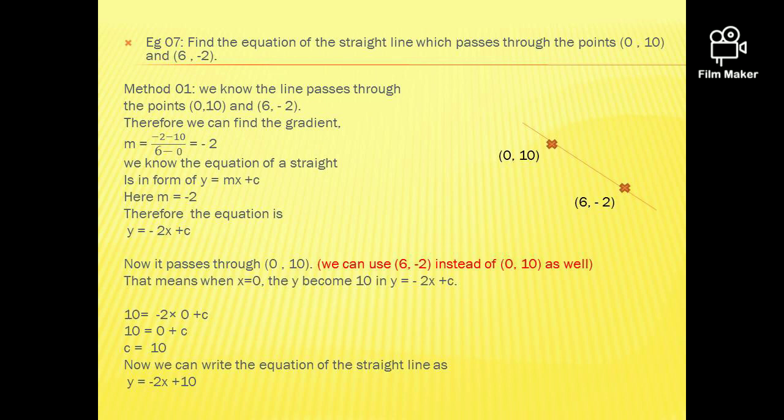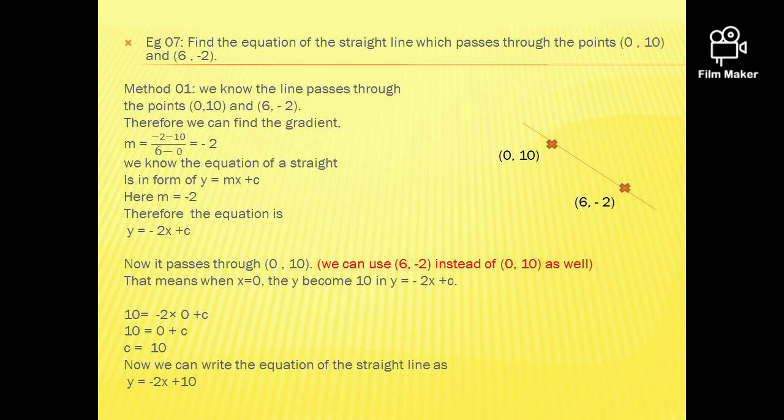Let's try to verify the theory with this question. In the question, they expect us to find the equation of the straight line which passes through the points 0, 10 and 6, minus 2. Initially, mark these two coordinates on a straight line and label one coordinate as x1, y1 and the other coordinate as x2, y2. According to this diagram, I have considered 6, minus 2 as x1, y1 and 0, 10 as x2, y2. With that, you can use the formula m equals y1 minus y2 divided by x1 minus x2. With that, you will obtain the answer for the gradient.